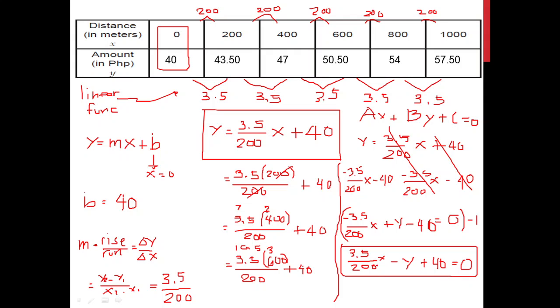Now, you can do something here to eliminate the fraction form, or you can just stop here. So that will be the equation of our line under our second problem. This is the slope-intercept form. This is the standard form.